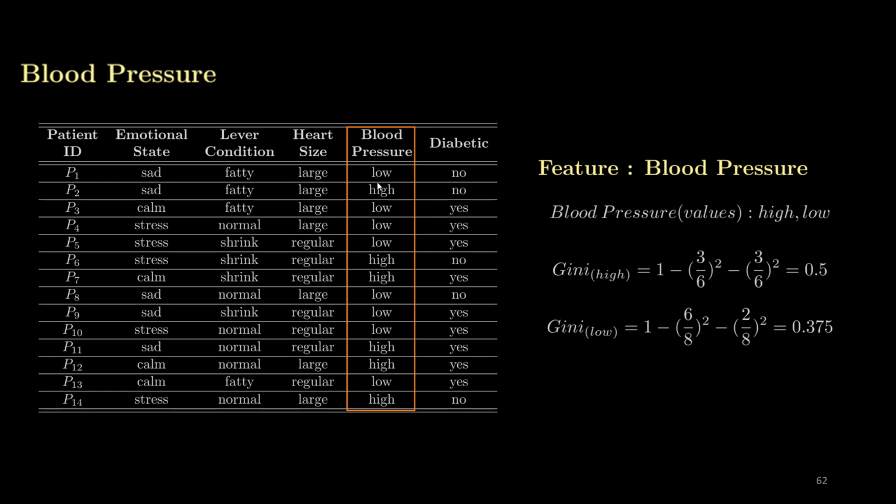In this column, low appears 8 times, 6 times with one of the 2 labels and 2 times with the other label. If we subtract the squares of the probabilities from 1, we get 0.375. After calculating the Gini index of these high and low values, now it's time to find their weights.